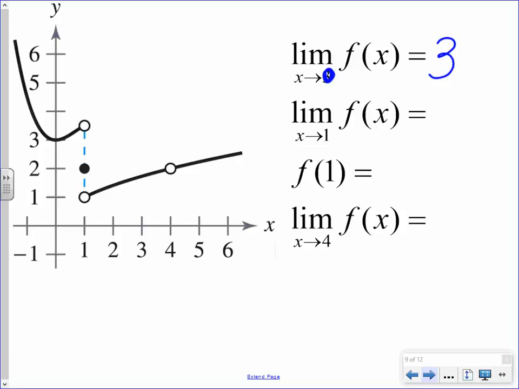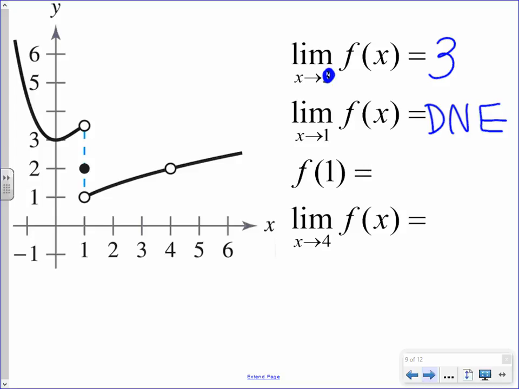Do you agree with pod 3? The answer is 3. Okay. Pod 2, what's the limit as x approaches 1? Why does it not exist? Okay, from the left and from the right, we're approaching 2 different values, which means the limit does not exist.